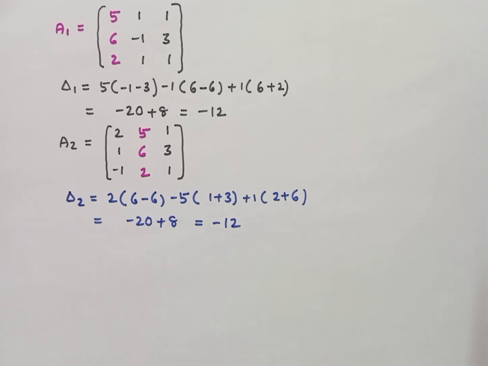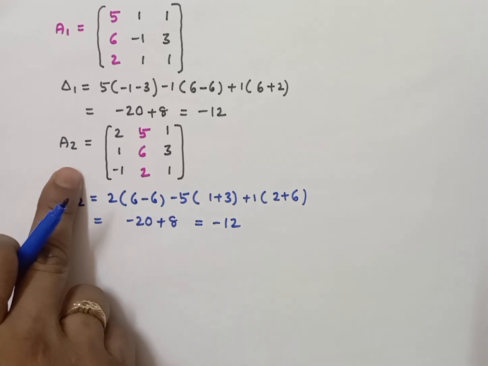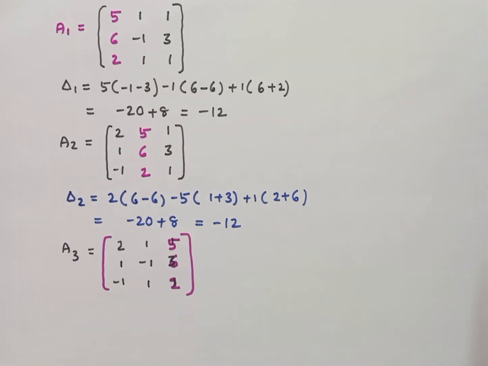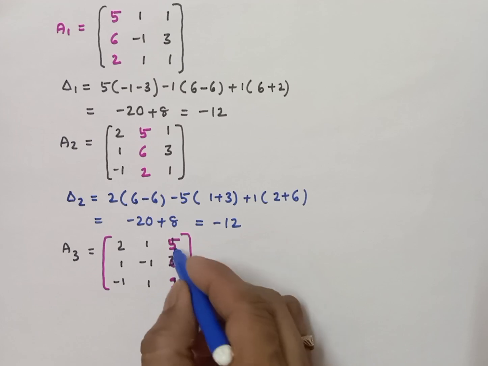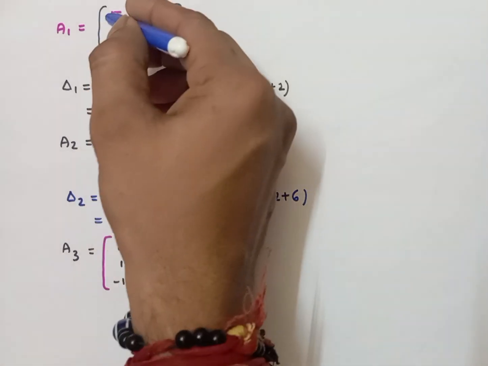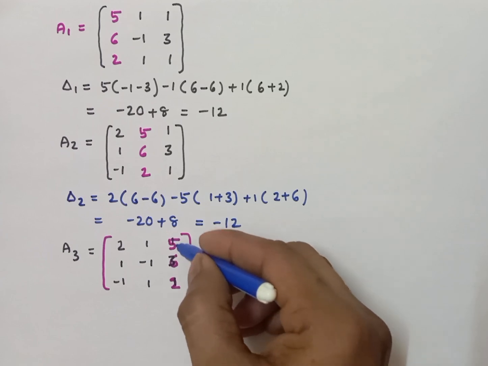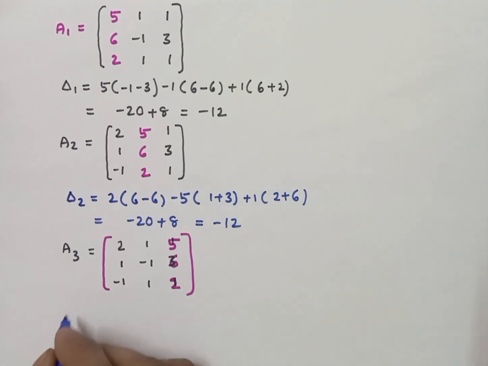Let us go with delta 3. Again we have to get matrix A3. For that, as we discussed, we have to replace the third column with the elements of matrix D. This is the third matrix. We replaced the third column with 5, 6, 2. So in the first matrix we replaced the first column, in the second matrix the second, and in the third matrix the third column. Now let us find delta 3 for this.